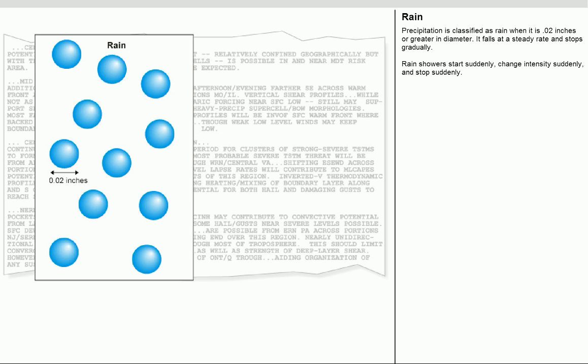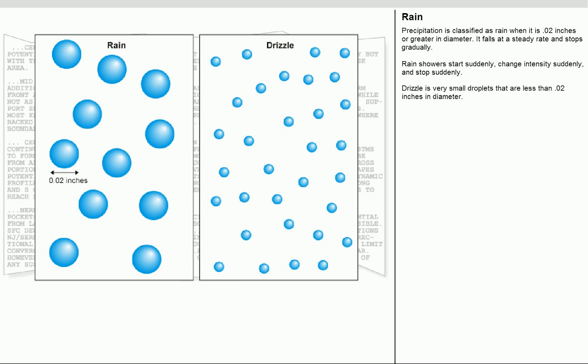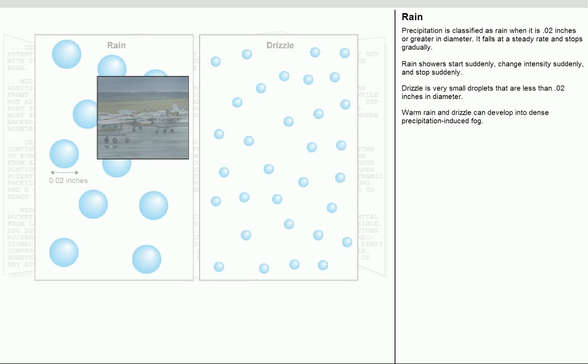Rain showers, however, start suddenly, change intensity suddenly, and stop suddenly. The largest drops and greatest short-term precipitation amounts typically occur with rain showers that are associated with cumulus clouds and thunderstorms. Drizzle is distinguished by very small droplets that are less than 0.02 of an inch in diameter. It's commonly associated with fog or low-stratus clouds. Warm rain and drizzle can develop into dense precipitation-induced fog.